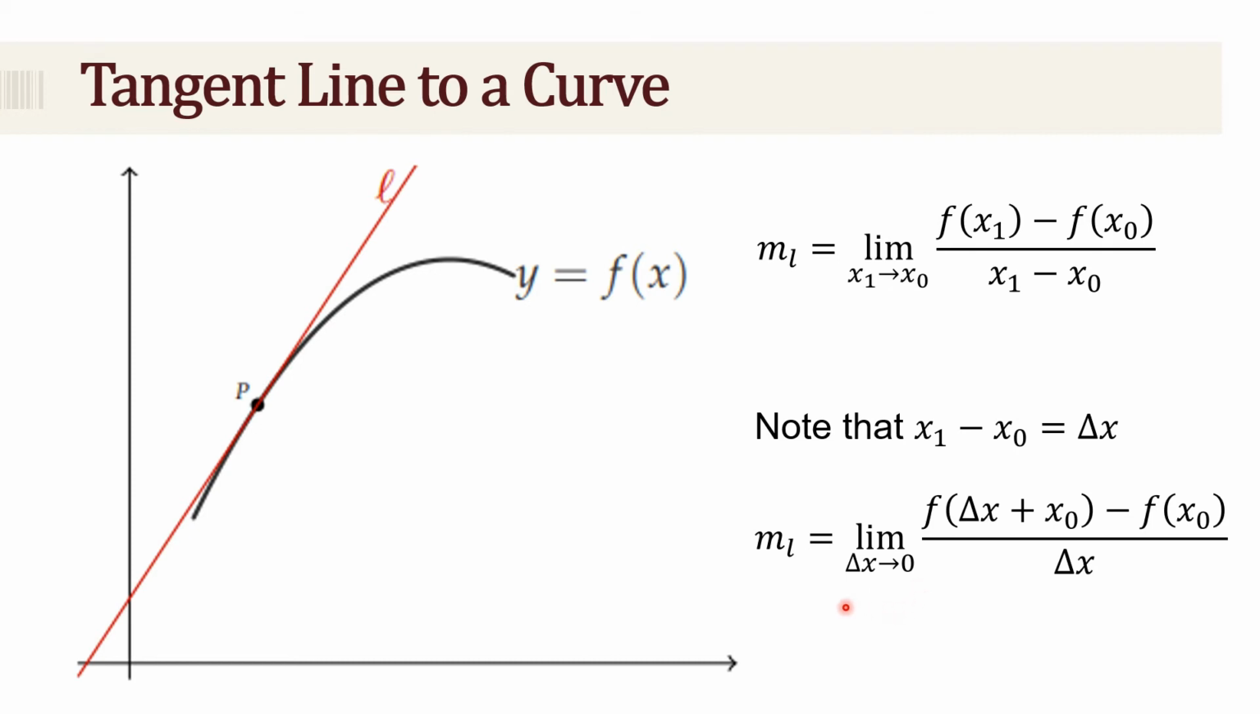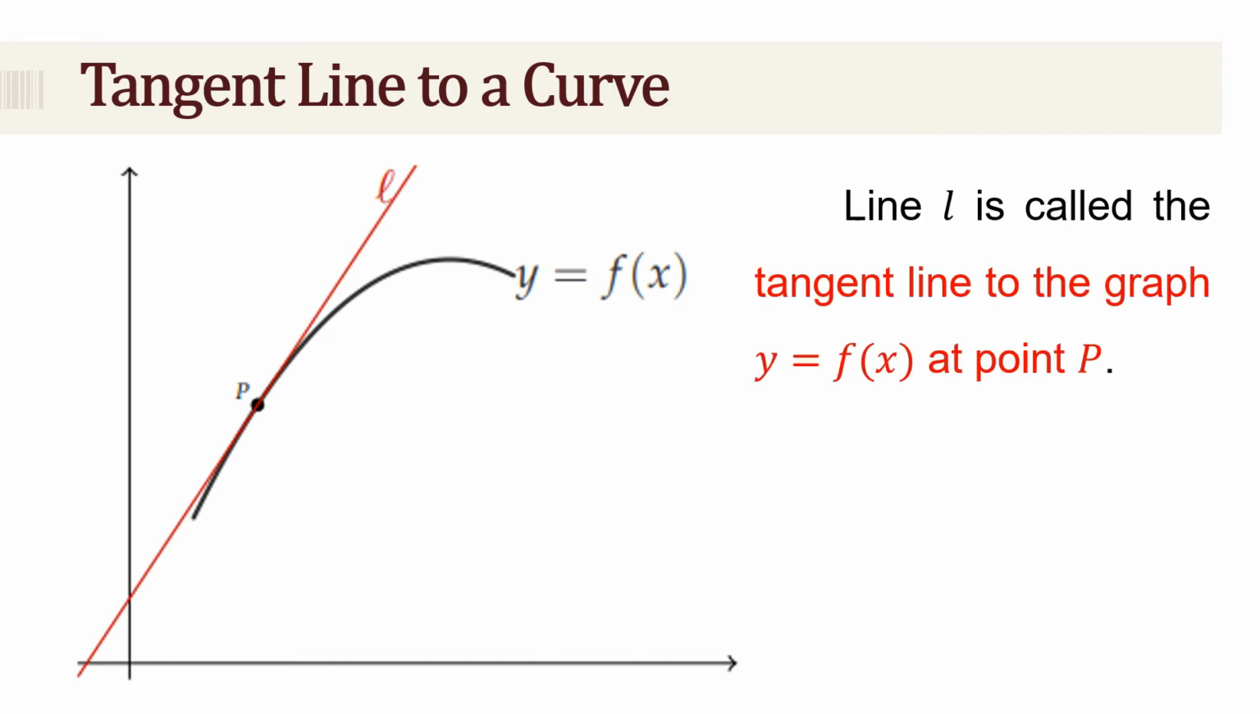So yun lang pala yun. Habang pinapalapit natin ng pinapalapit yung isang point doon sa given na point natin, no? Actually, nakukuha natin yung limit ng kanyang slope, which is actually the slope of that line. In actuality, line L is called the tangent line to the graph y equals f of x at point P. So, siya pala yung tangent line.